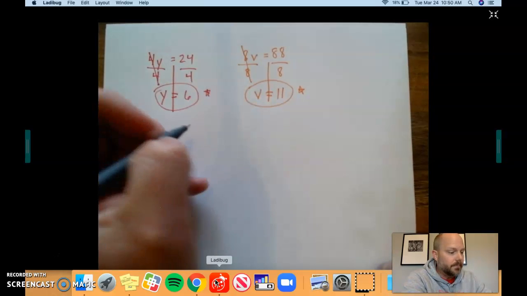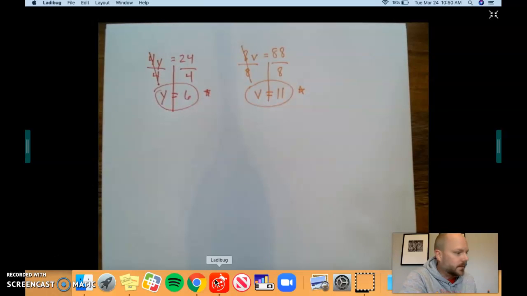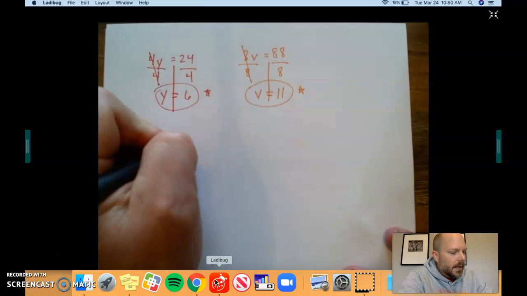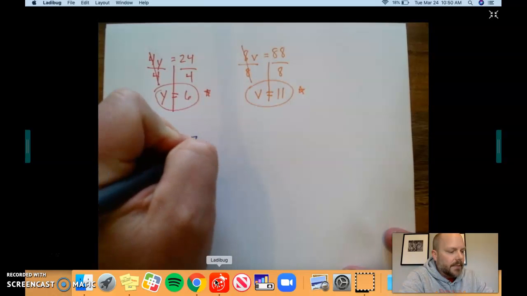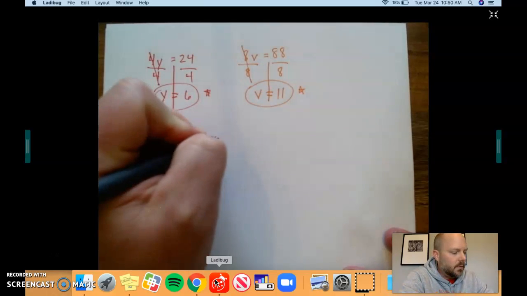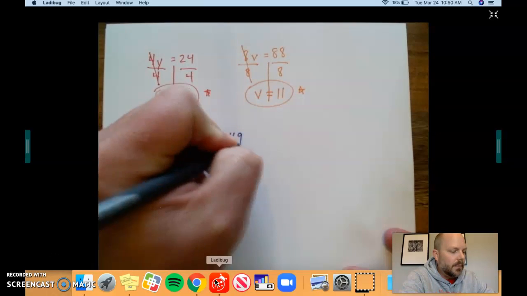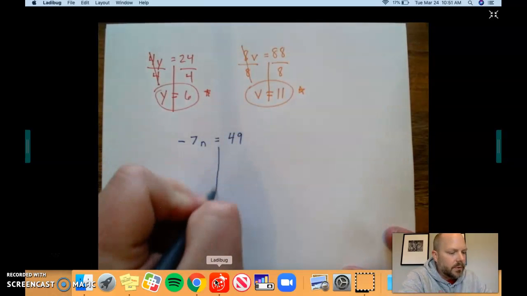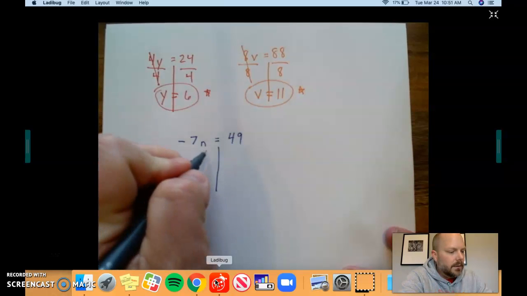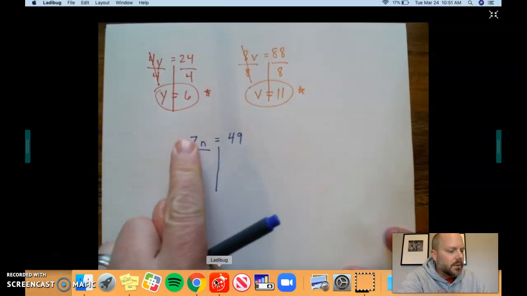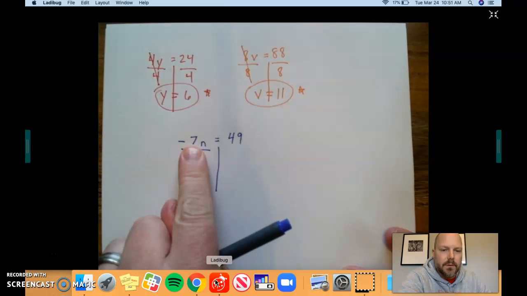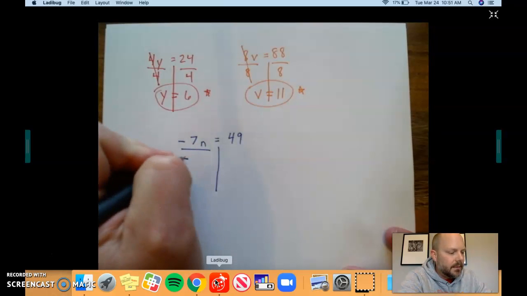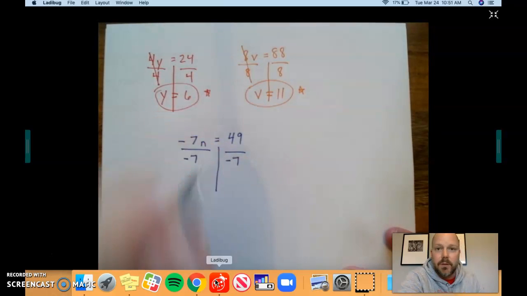So let's try one. How about, I'm going to change my colors. How about negative 7 times n equals positive 49? Same thing we've done before. Draw your line. Divide this. Now this is a multiplying negative 7. So to get rid of that, we divide negative 7. And we have to do that on both sides.